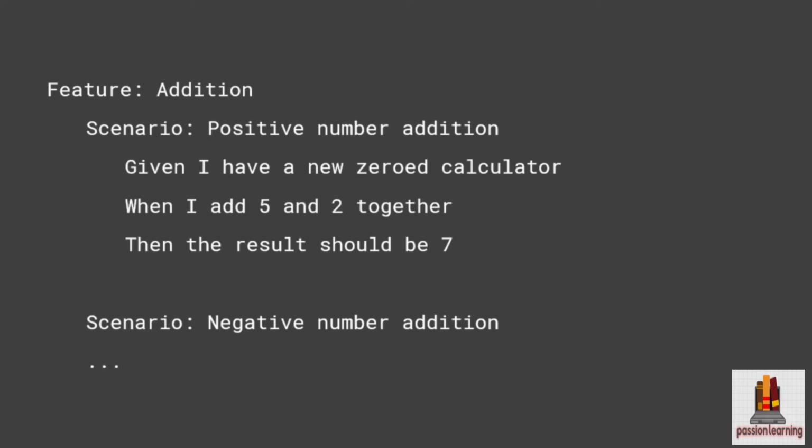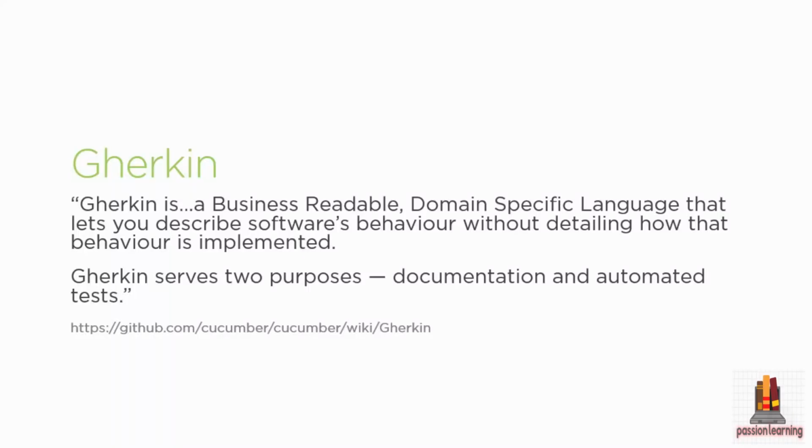And we can go and create additional scenarios, for example, negative number addition. This format of business readable tests expresses the requirements in the Gherkin language. Gherkin is a business readable, domain-specific language that lets you describe software's behavior without detailing how that behavior is implemented. Gherkin serves two purposes: documentation and automated tests. You can read more about Gherkin and business readable tests at this link here.